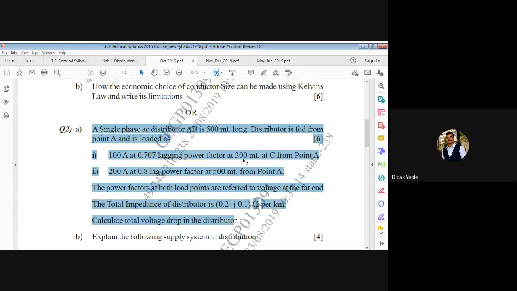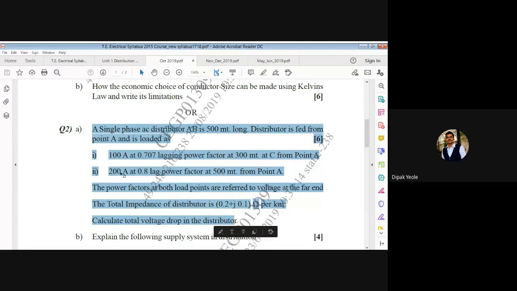300 आली. ऑब्वियसली C पासून B पर्यंत साइज असेल 200 मीटर. 200 ampere at 0.8 lag power factor at 500 meter from point A. म्हणजे A पासून तर तुमचा पॉइंट हा B आहे तो 500 मीटर लॉंग आहे. Yes, so this is the 500 meter long.